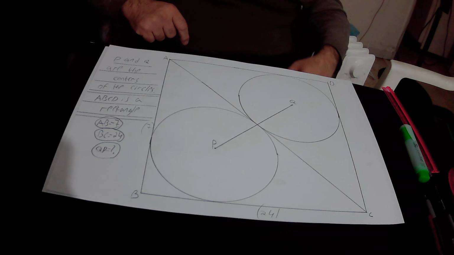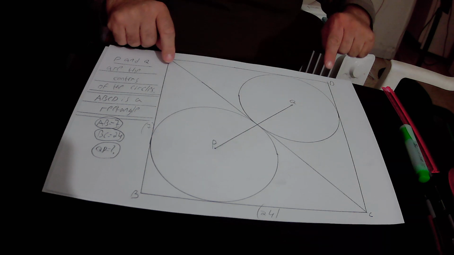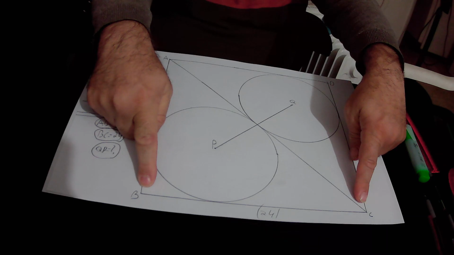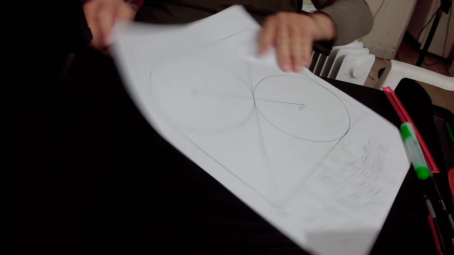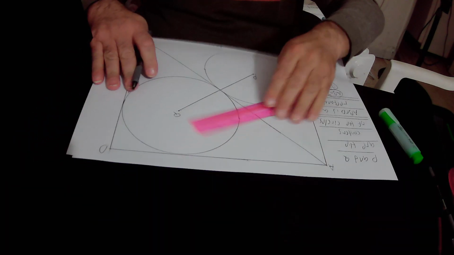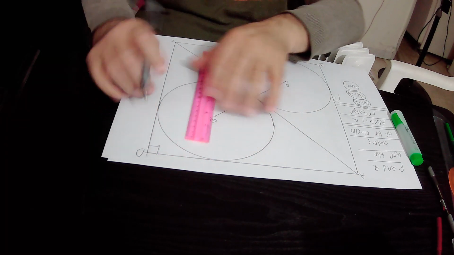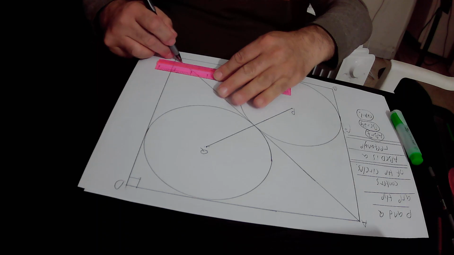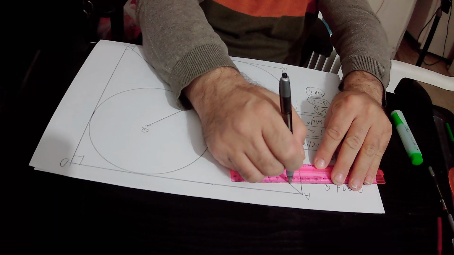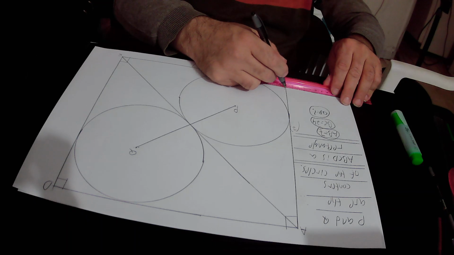So first of all, because ABCD is a rectangle, all of those four angles must be right angles. So write it down. This angle must be equal to 90 degrees. This angle must also be equal to 90 degrees in its size. This angle must be equal to 90 degrees. And finally, this angle must also be equal to 90 degrees.